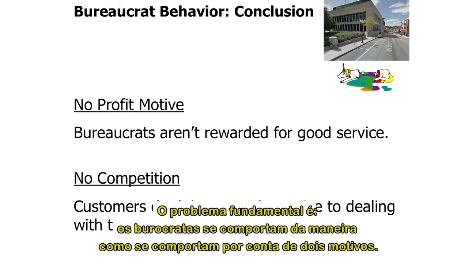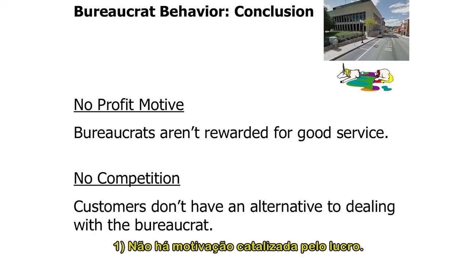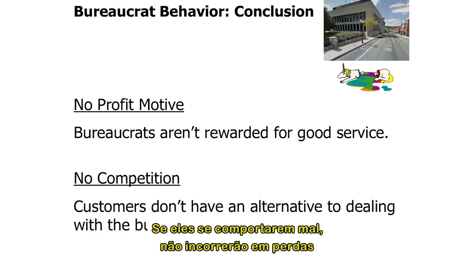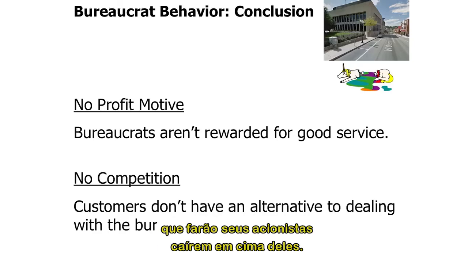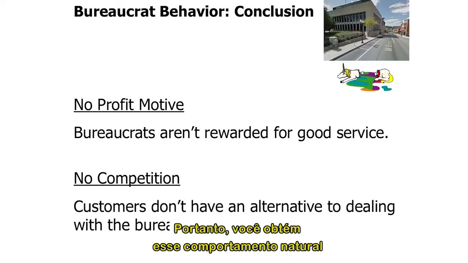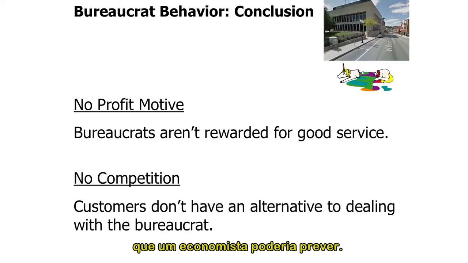So the problem here is fundamentally, bureaucrats behave the way they do for two reasons. One, there's no profit motive. If they behave well, they don't get increased profits which they get to share. And if they behave poorly, they don't incur losses that now cause their stockholders to come down on top of them. And there's no competition. There's nowhere else for people to go. Therefore, you get this natural behavior that economists would predict.